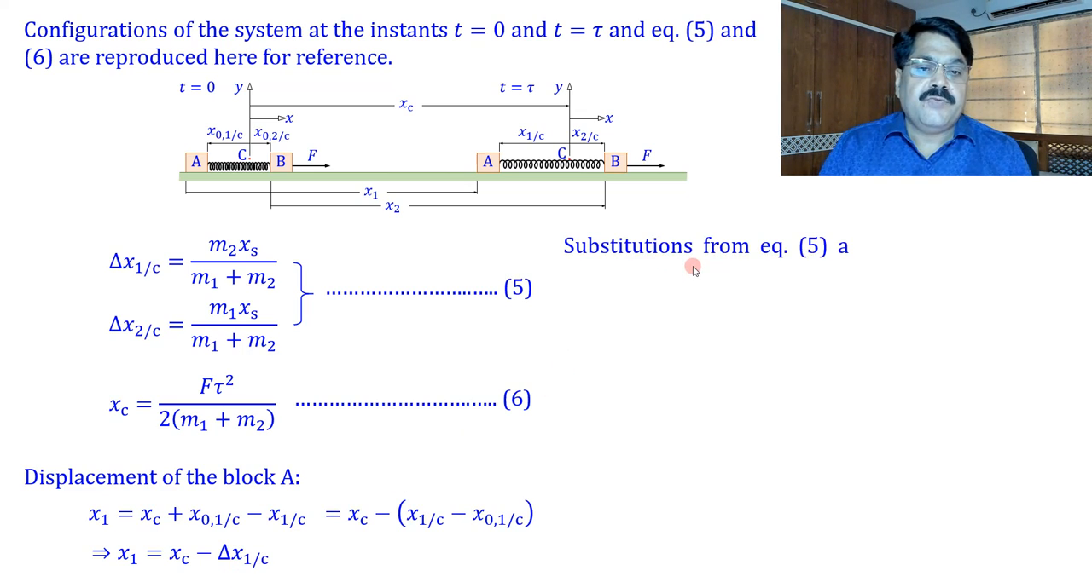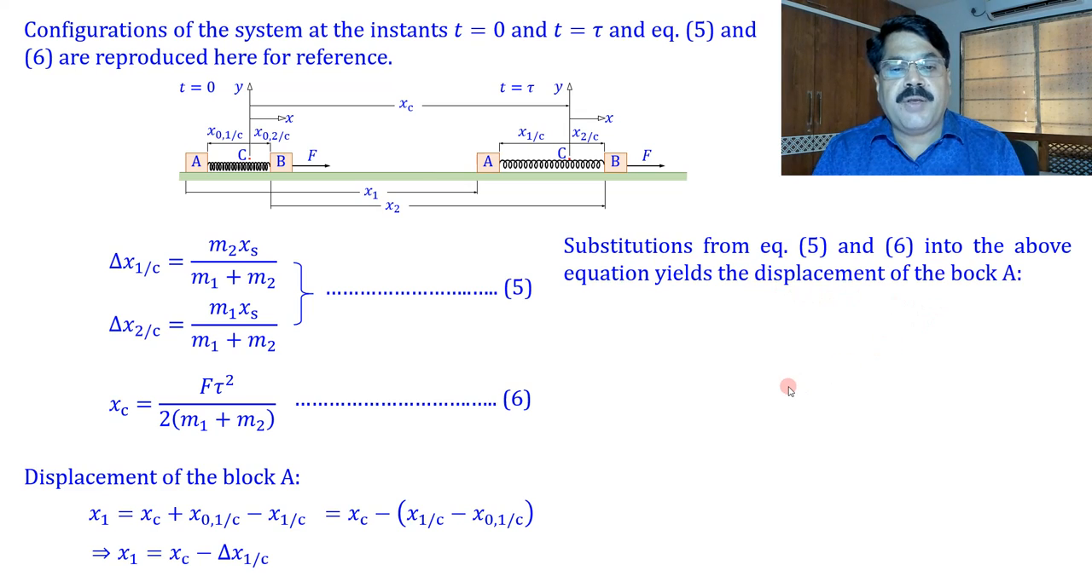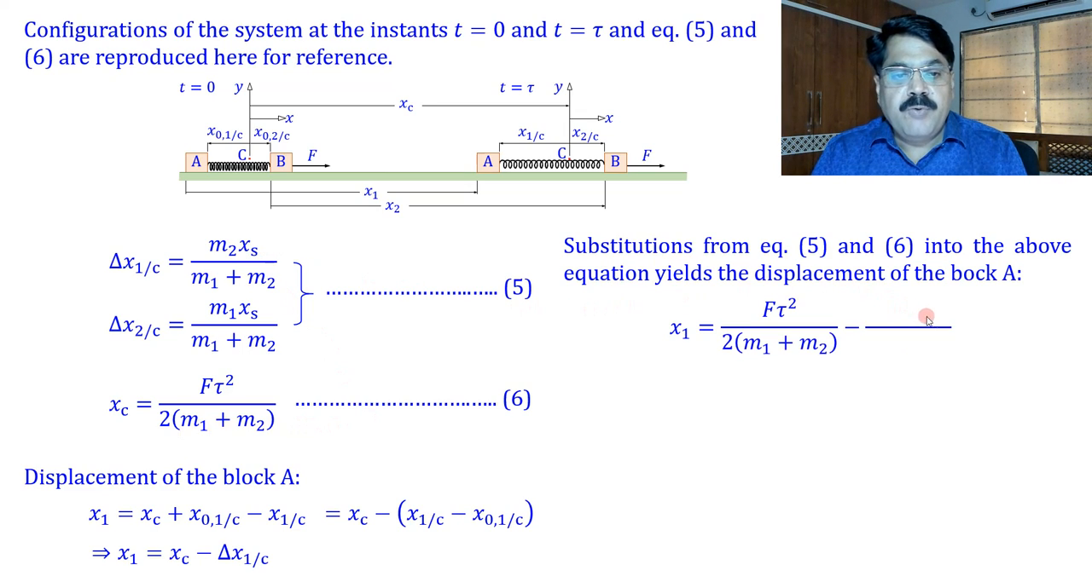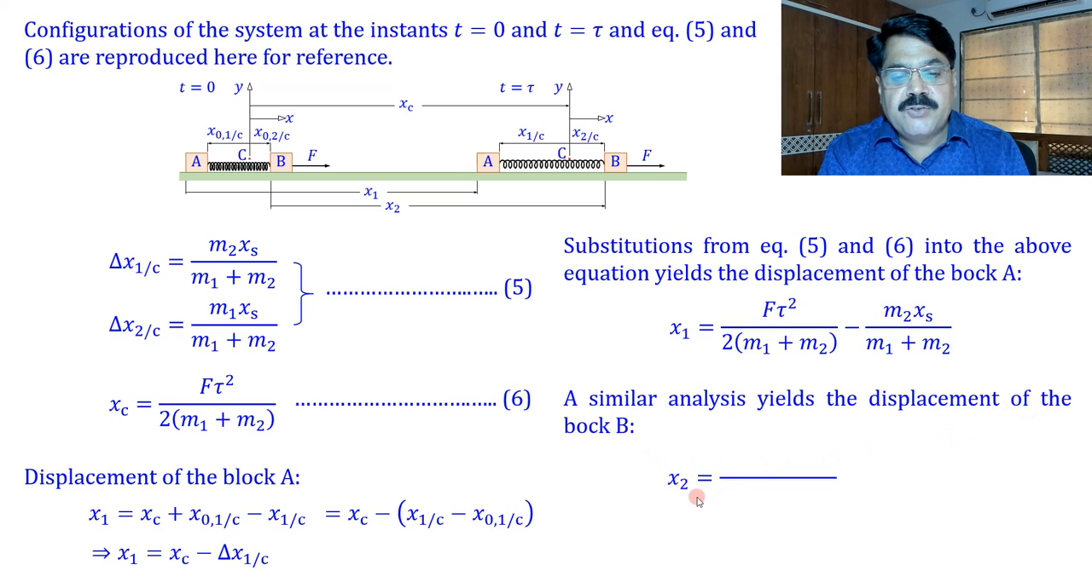Substituting from equation 5 and 6 into the above equation yields the displacement of the block A. What will it be? xc plus F tau square upon twice (m1 plus m2) minus this quantity, m2 xs upon (m1 plus m2). By similar analysis, what do we get? A similar analysis yields the displacement of the block B. What is that? x2 is equal to F tau square upon twice (m1 plus m2) plus this.